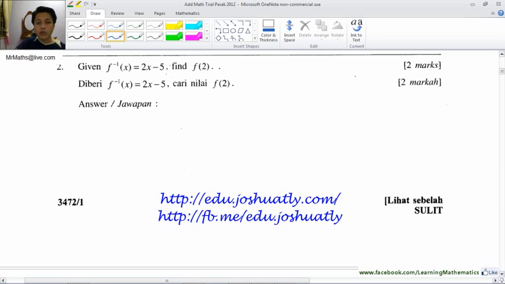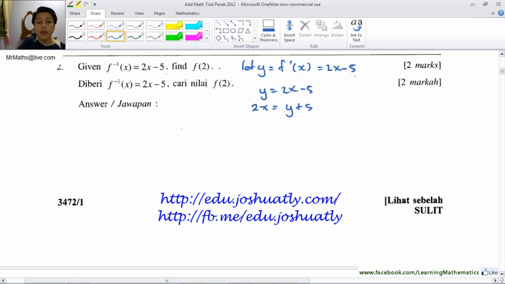Let's try it out. Let y equal to f prime x equal to 2x minus 5. So then y is equal to 2x minus 5. Let's put only x on the left hand side of the equal sign. So that makes 2x equal to y plus 5.